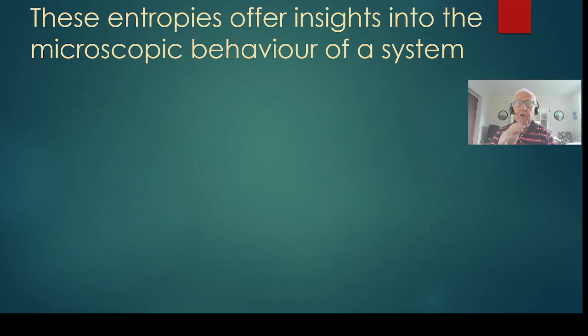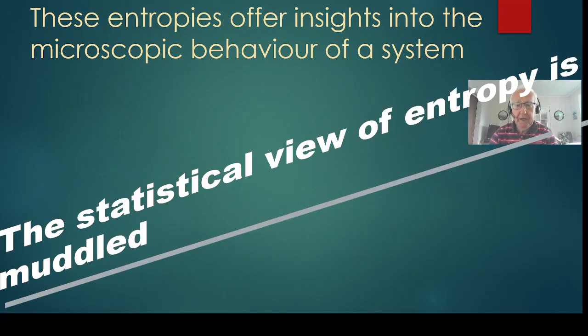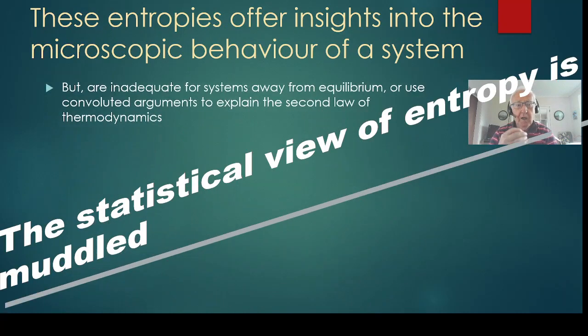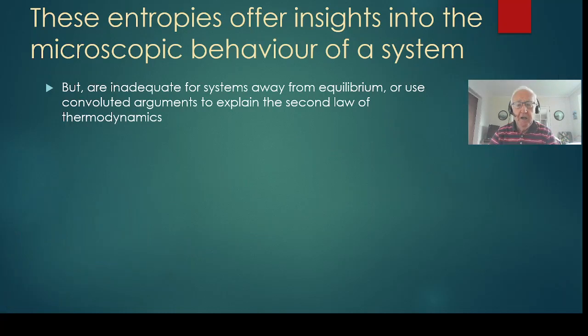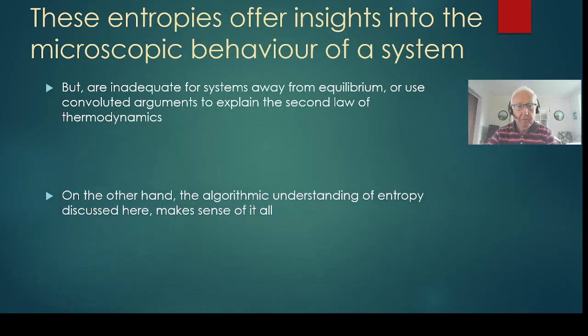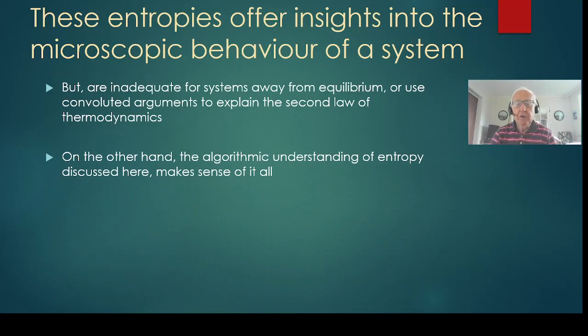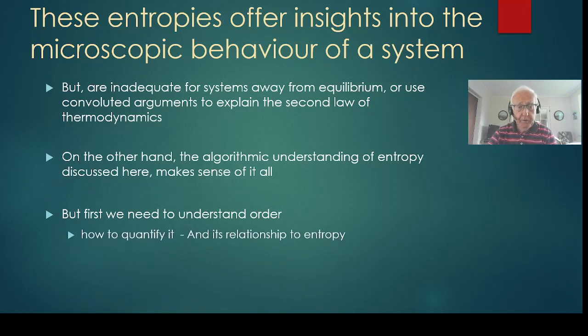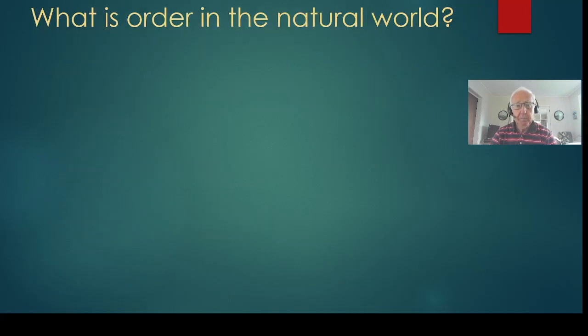These entropies offer insights into the microscopic behavior of a system, but they're inadequate for systems far from equilibrium, or they use convoluted arguments to explain the second law of thermodynamics. On the other hand, the algorithmic understanding of entropy, the one I'm giving here, makes sense of it all. But first, we need to understand order and what it is, how to quantify it, and its relationship to entropy.